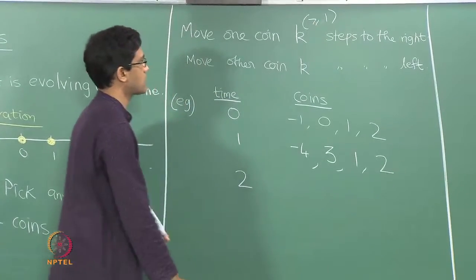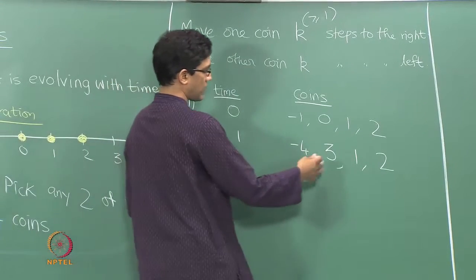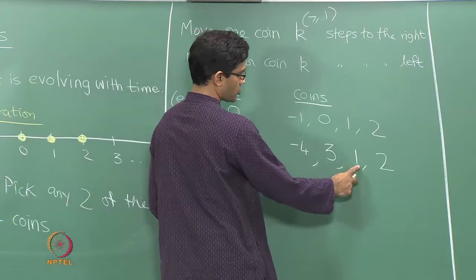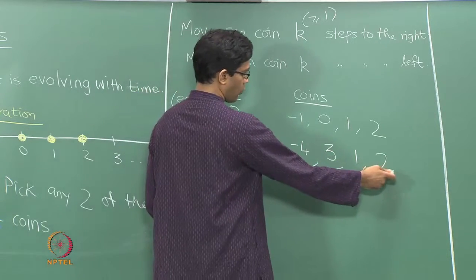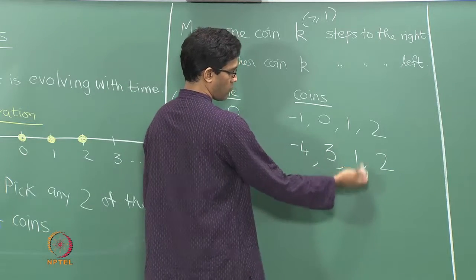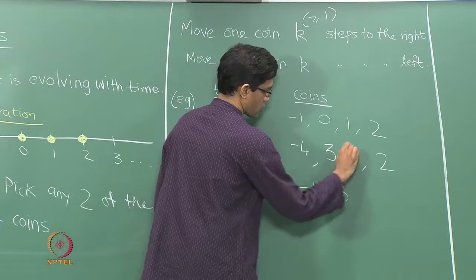So let's say it's an integer at least 1. Similarly, here I can have repetition. So for instance, I can choose 1 and 2 in my next step and move 2 one step to the right and 1 step to the left. So here's what I could have gotten at the next step if I had chosen these 2.